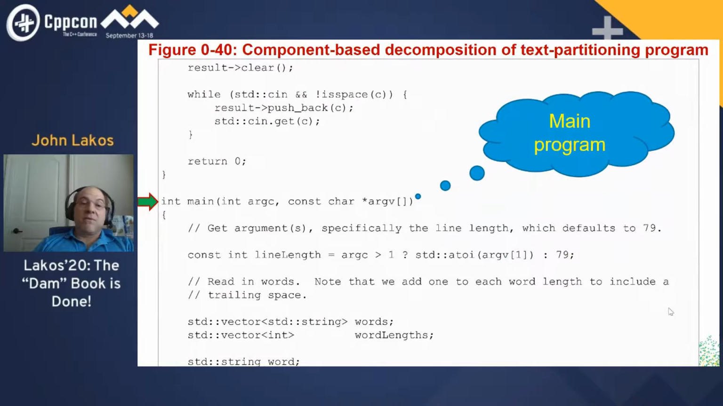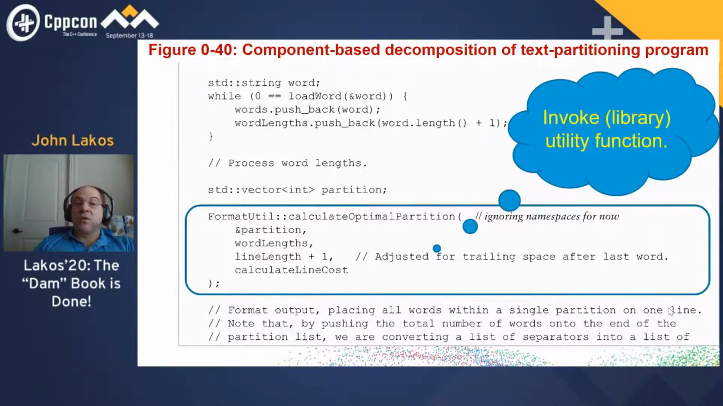And then finally, we've got the main program, and the main program is going to call the library function. So this is where we call the library function, and all we do is set up the call to the library function. The library function does its work, returning the partition that we need as the first argument, which we're passing in by address, and we're done.